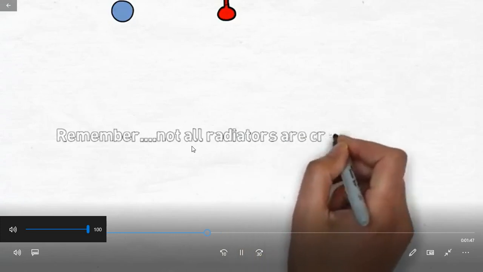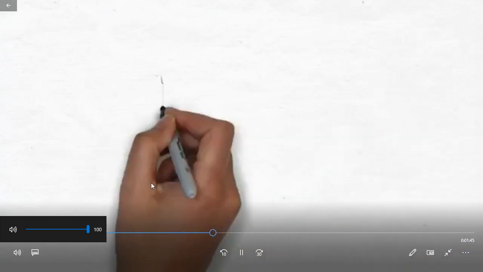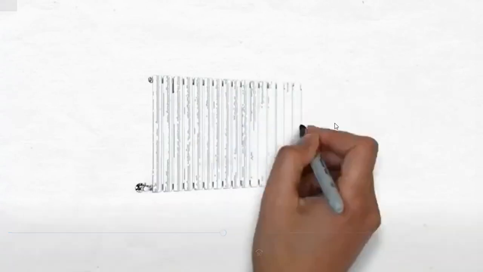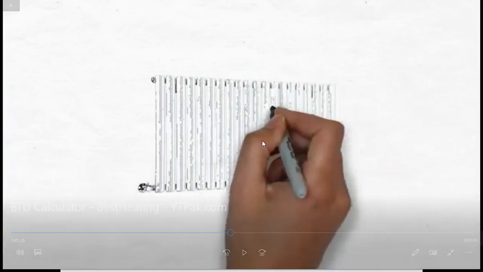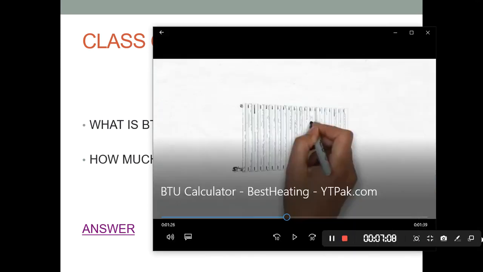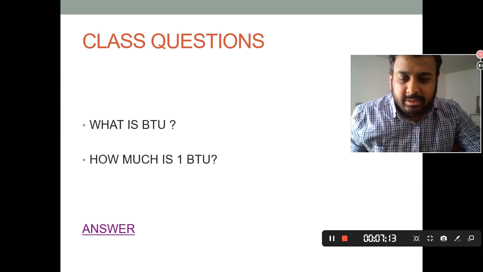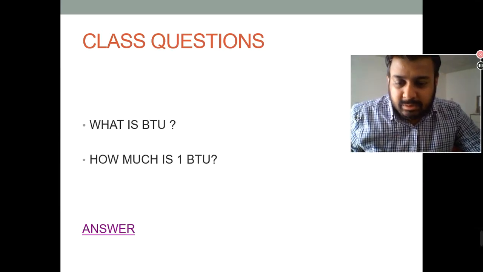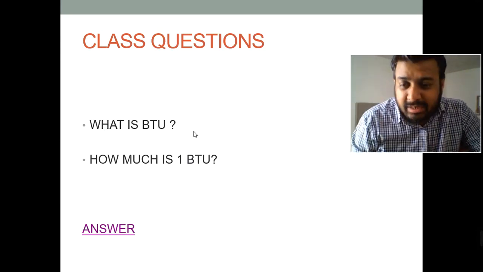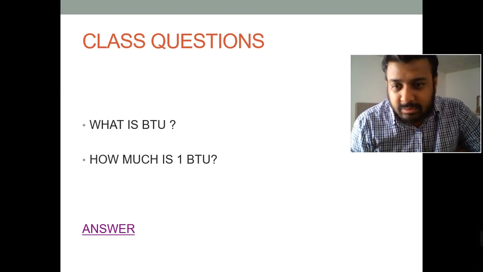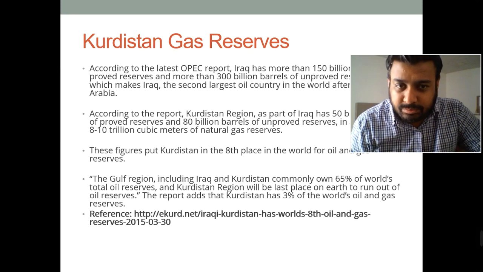Remember, not all radiators are created equally. So here we got our answer that the 1 BTU actually is the amount of energy required to raise 1 degree Fahrenheit for 0.45 kg of water. So this is how much energy is needed to warm your room. So that's why it is important to know about the BTU.